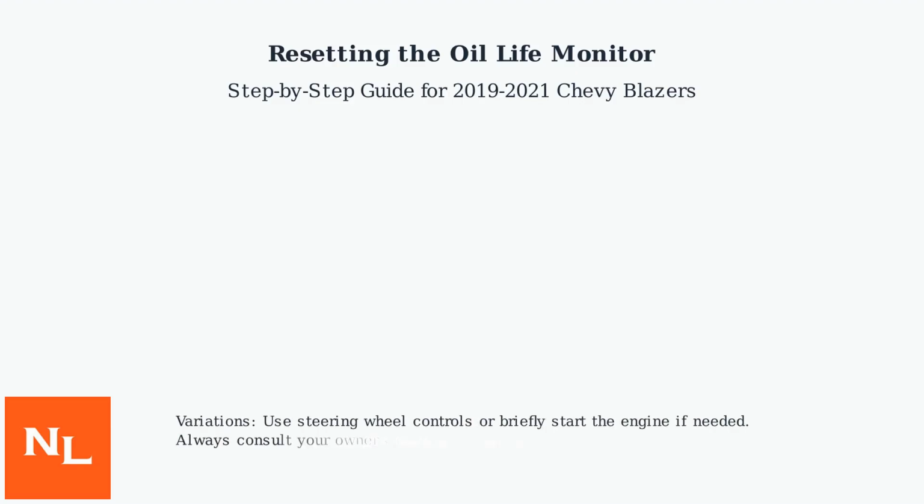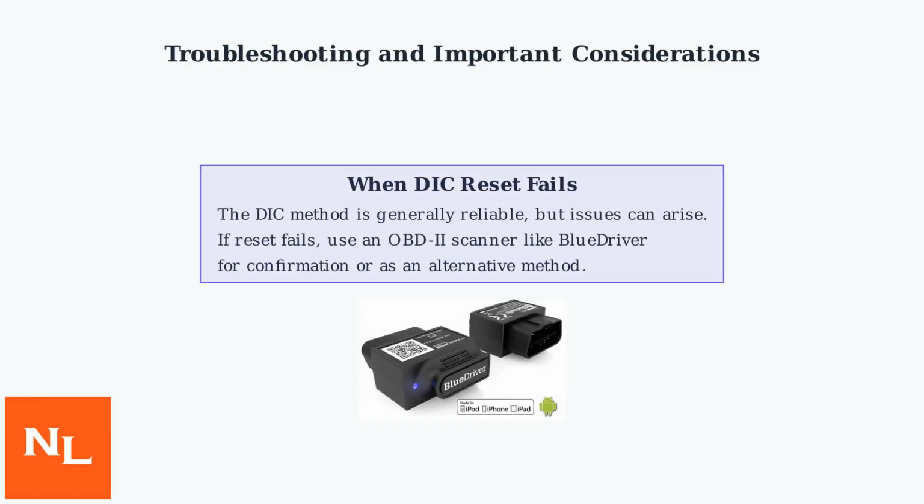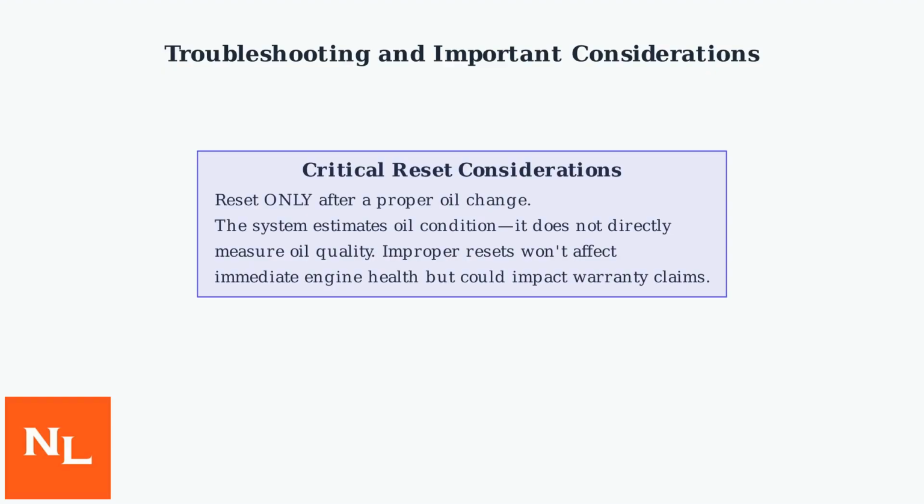If your DIC lacks a dedicated button, some users report success using the steering wheel controls or briefly starting the engine during the process. Always consult your owner's manual for model-specific instructions. While this method is generally reliable, sometimes issues arise. If the reset fails, an optional OBD2 scanner like Blue Driver can be used for confirmation or as an alternative reset method. It's crucial to reset only after a proper oil change.